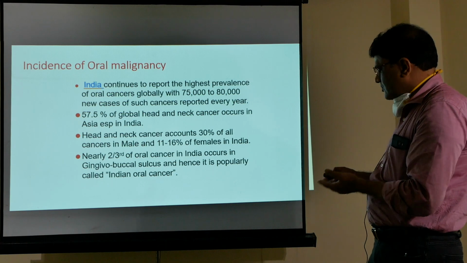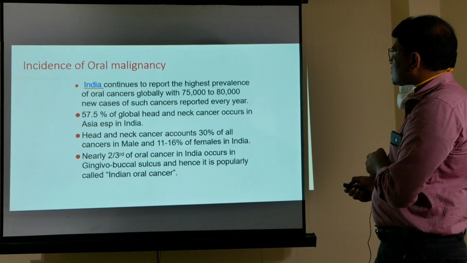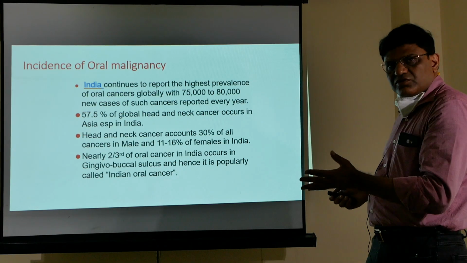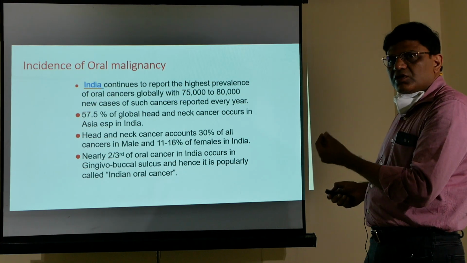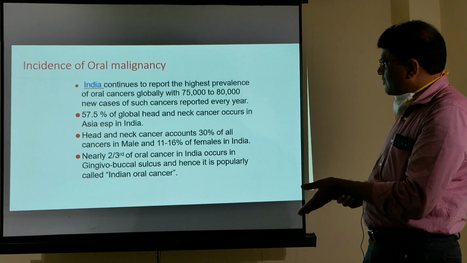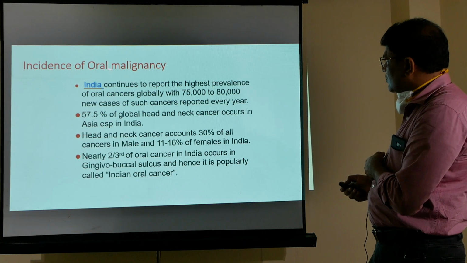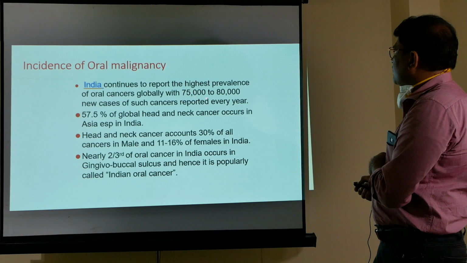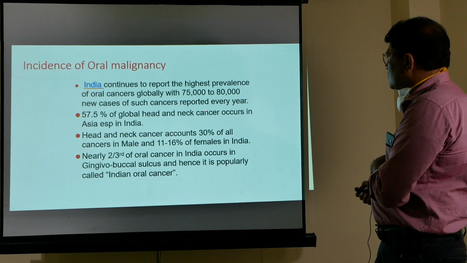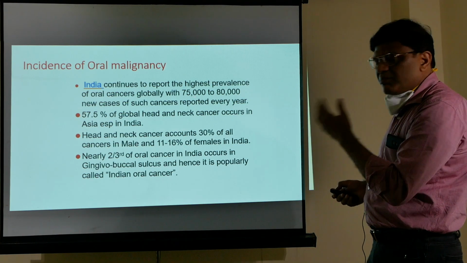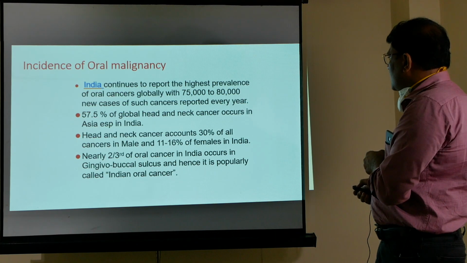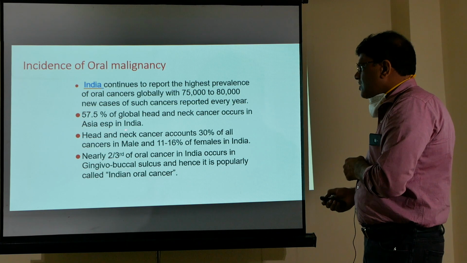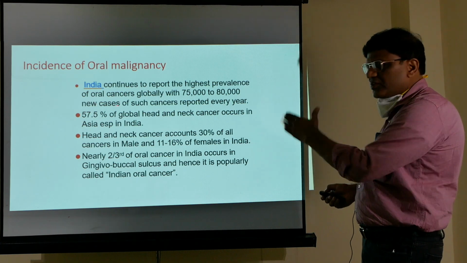Now, what is the incidence of oral malignancy? Why are we discussing this? Because India continues to report the highest prevalence of oral cancers, because here people smoke a lot, they eat pan, gutka, masala, everything, you know. That is the reason. Globally there are 75,000 to 80,000 new cases of cancer every year, which is a very massive number, isn't it? 57.5% of global head and neck cancer occurs in Asia, and the major chunk is in India.